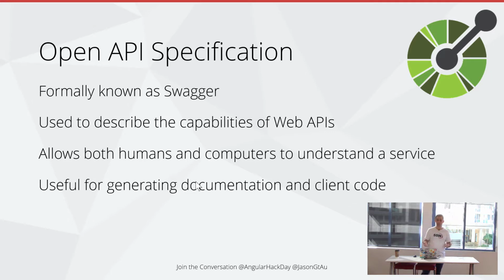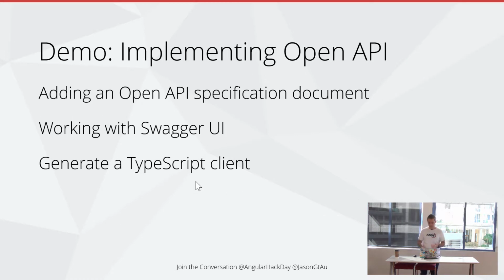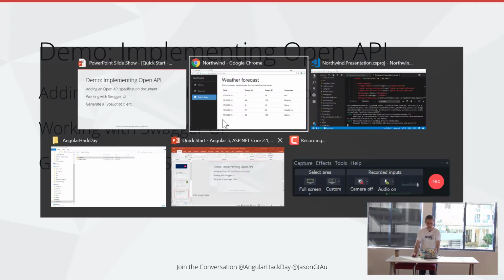And what type of clients could we generate? Well, anything. We could generate a C# client or a TypeScript client. And today I'm going to demonstrate generating a TypeScript client. So when you're doing these sort of things with the OpenAPI specification, the typical approach is to use a tool such as Swagger, NSwag, or Swashbuckle. Now I prefer to use NSwag because NSwag has advanced client generation capabilities. So let's have a look at that in action.